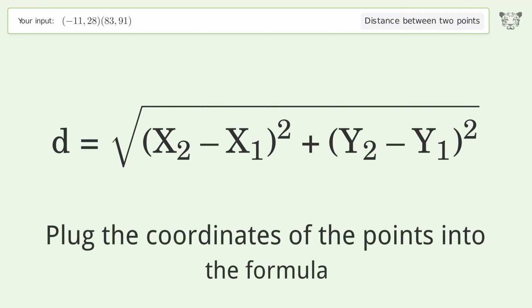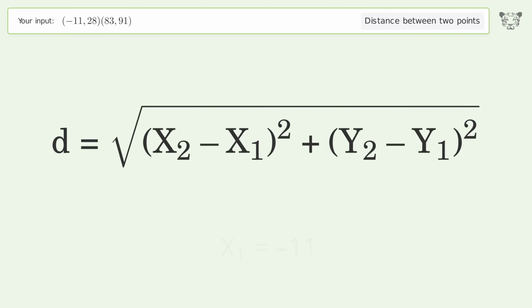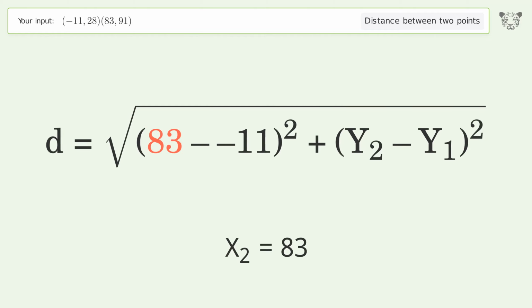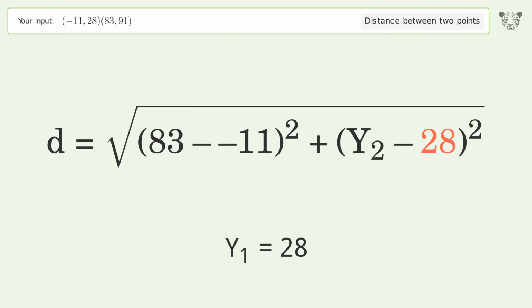Plug the coordinates of the points into the formula. x1 equals -11. x2 equals 83. y1 equals 28. y2 equals 91.